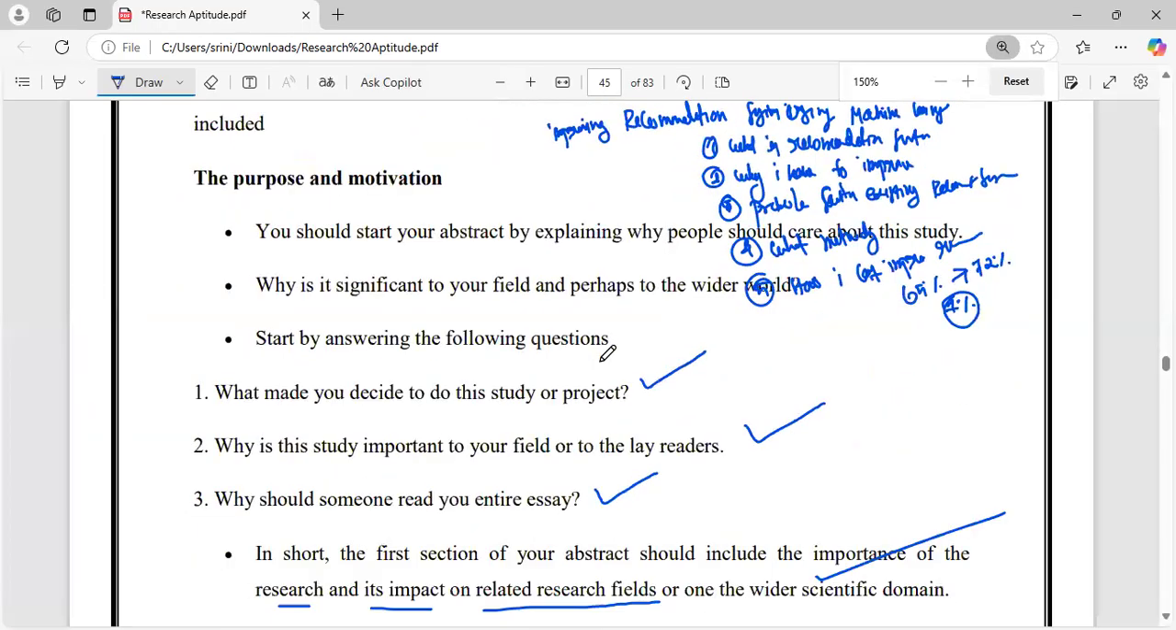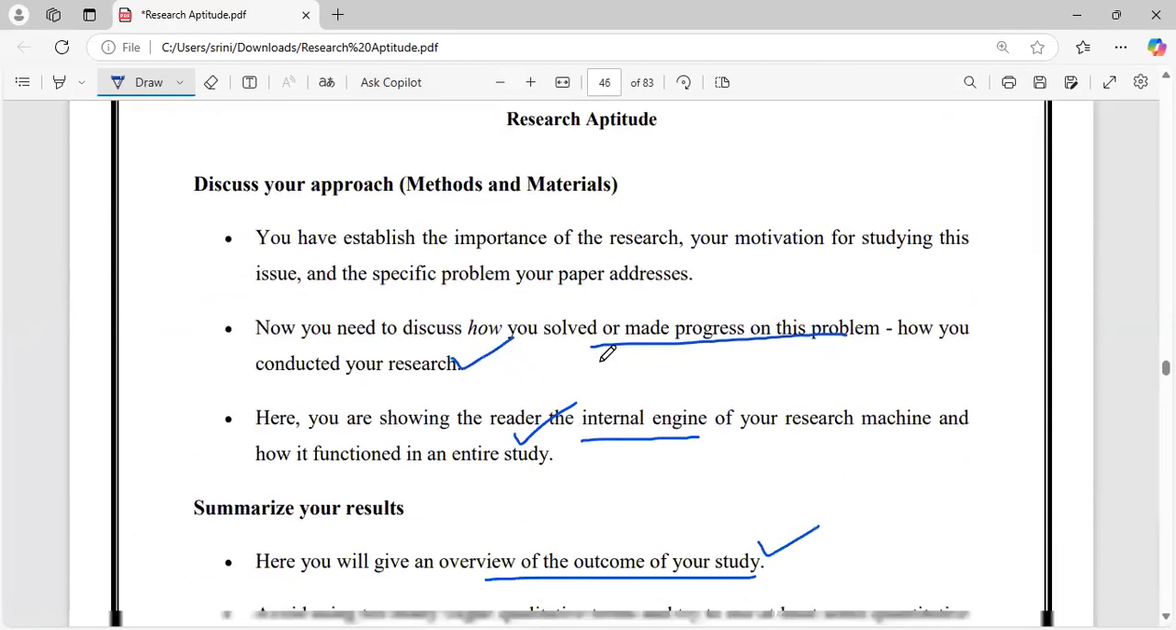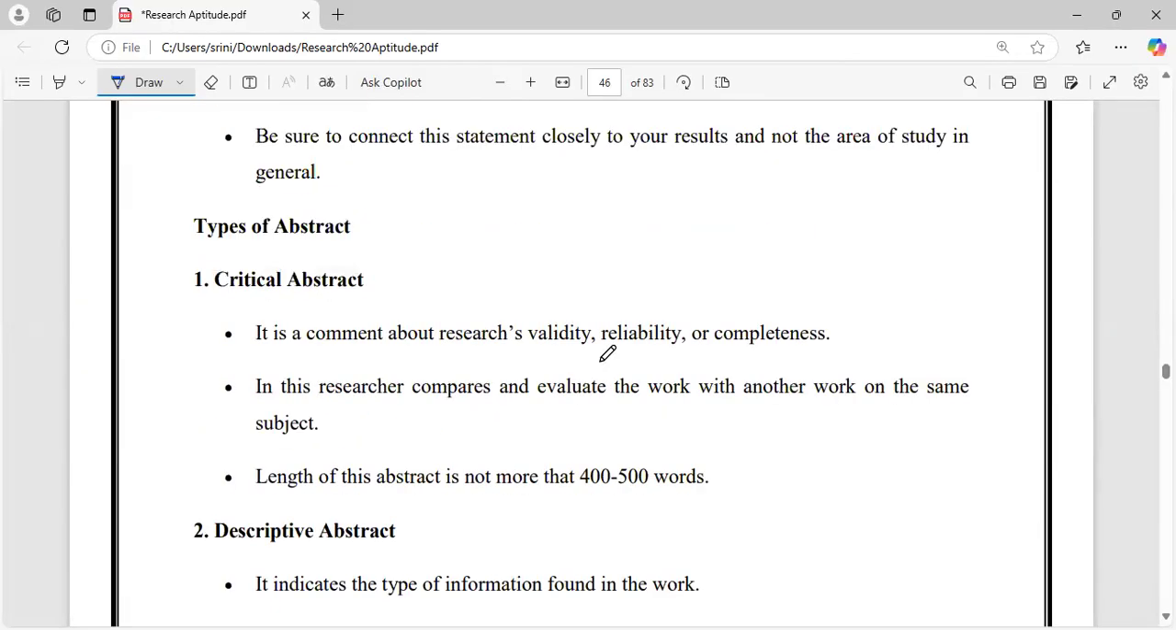Okay. So, types of abstract. Critical abstract. It is a comment about the research's validity, reliability, or completeness. In this, the researcher compares and evaluates the work with other work on the same subject, just like a literature review. So here in critical, it's just a critique. The length of this abstract is not more than 400 to 500 words.